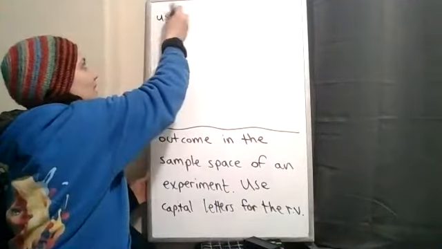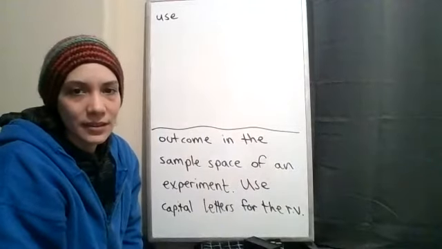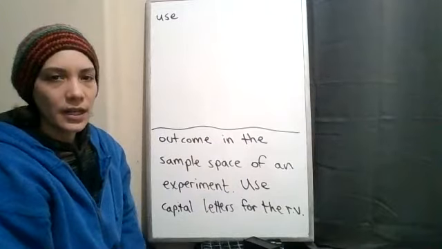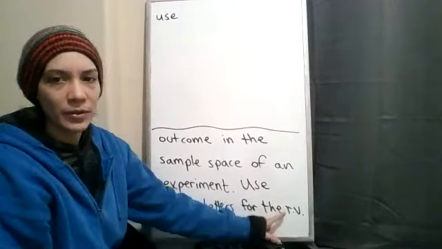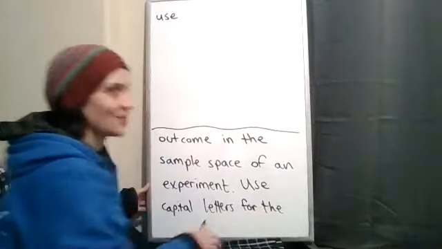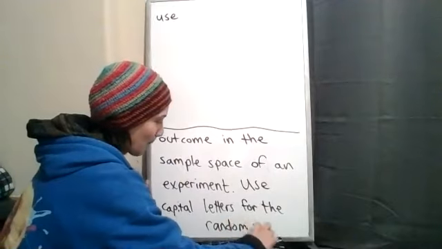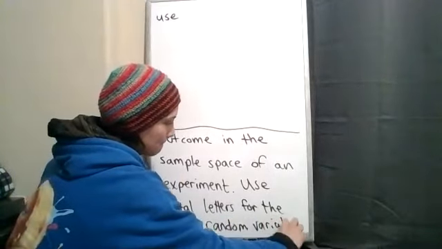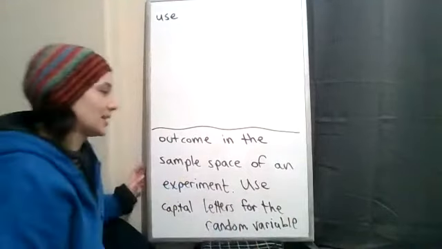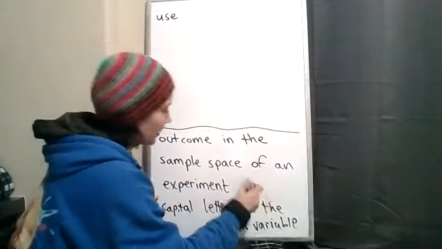I could be reading it wrong, Professor. The we or you use, capital letters for the random variable. Oh, I see. For some reason, I thought it said we, but it makes more sense if it says use. Yes, you can also say we use, but anyway.